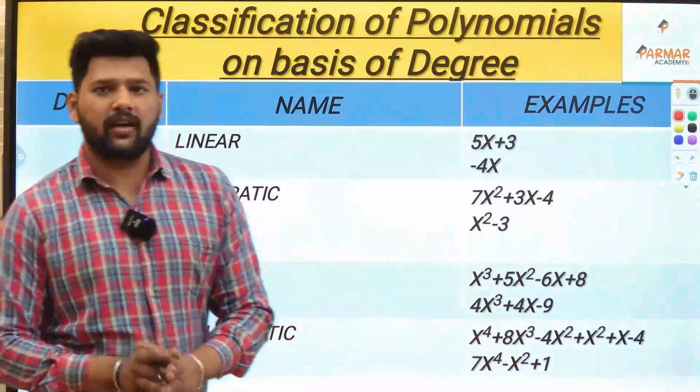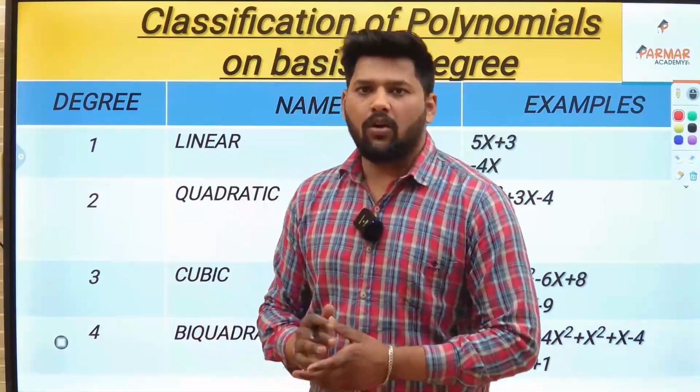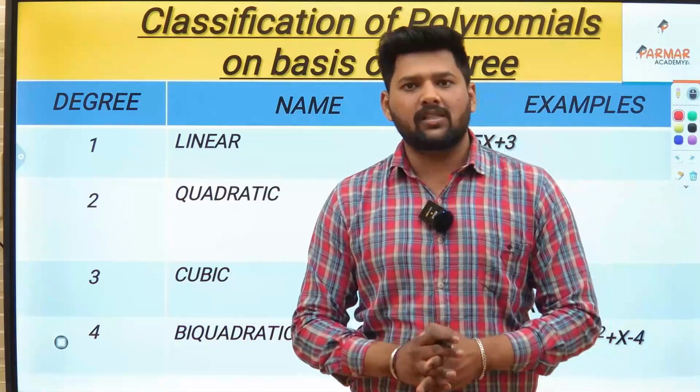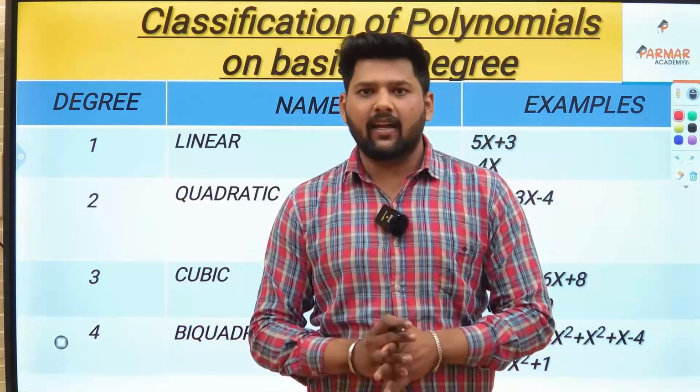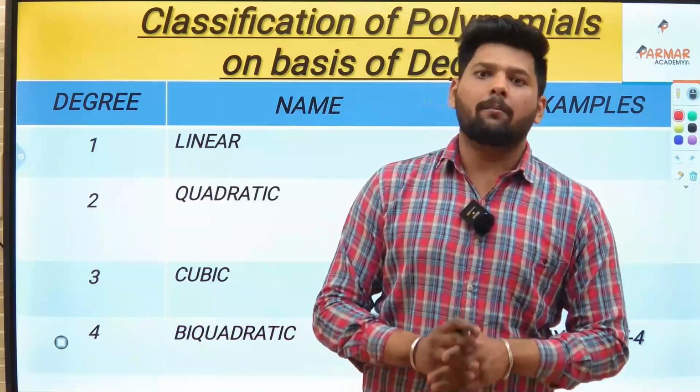So once again I will repeat that polynomials of degree 1 are called linear polynomials, polynomials with degree 2 are called quadratic polynomials, polynomials with degree 3 are called cubic polynomials, and polynomials with degree 4 are called biquadratics.